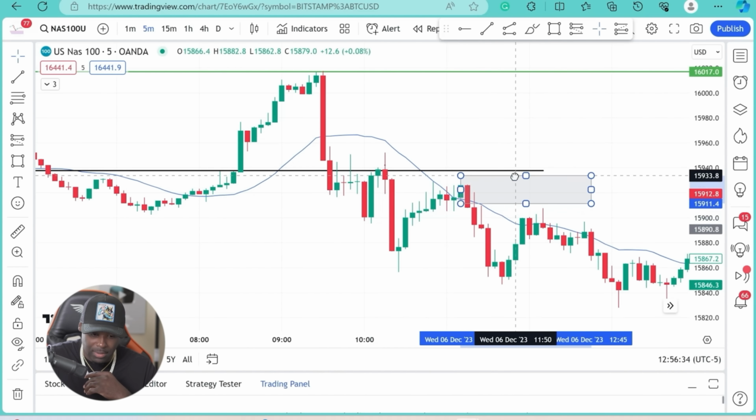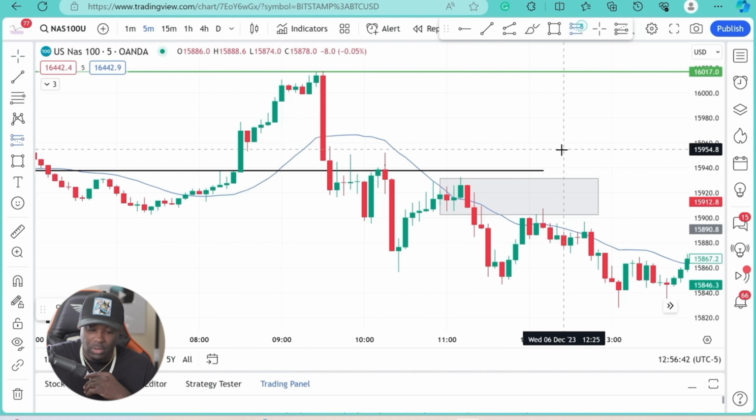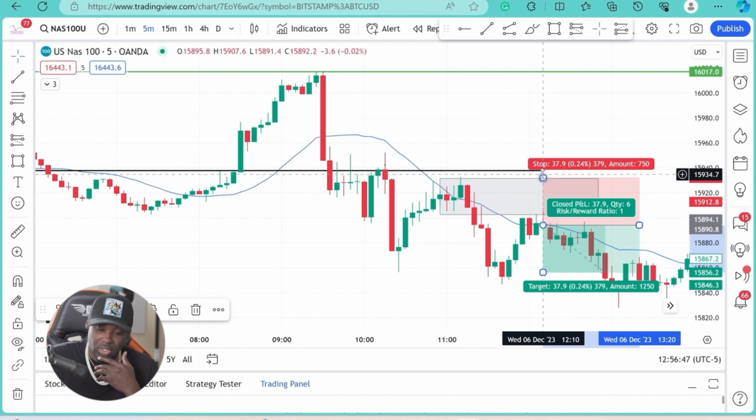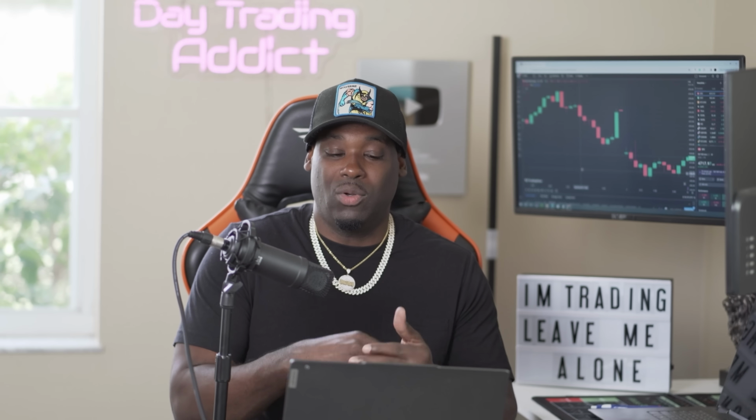Now, here's another supply trade right here to the downside. And we have a nice rejection bar right here. And we can definitely go short right here. Now, where do you want to put your stop loss? Well, you can put your stop loss above the zone. If you're first starting out, put it above the zone so you can actually have enough room while you get used to just being in the market. And then maybe go for a quick 1-to-1 or 2-to-1. It's always best to go for 2 times your risk.